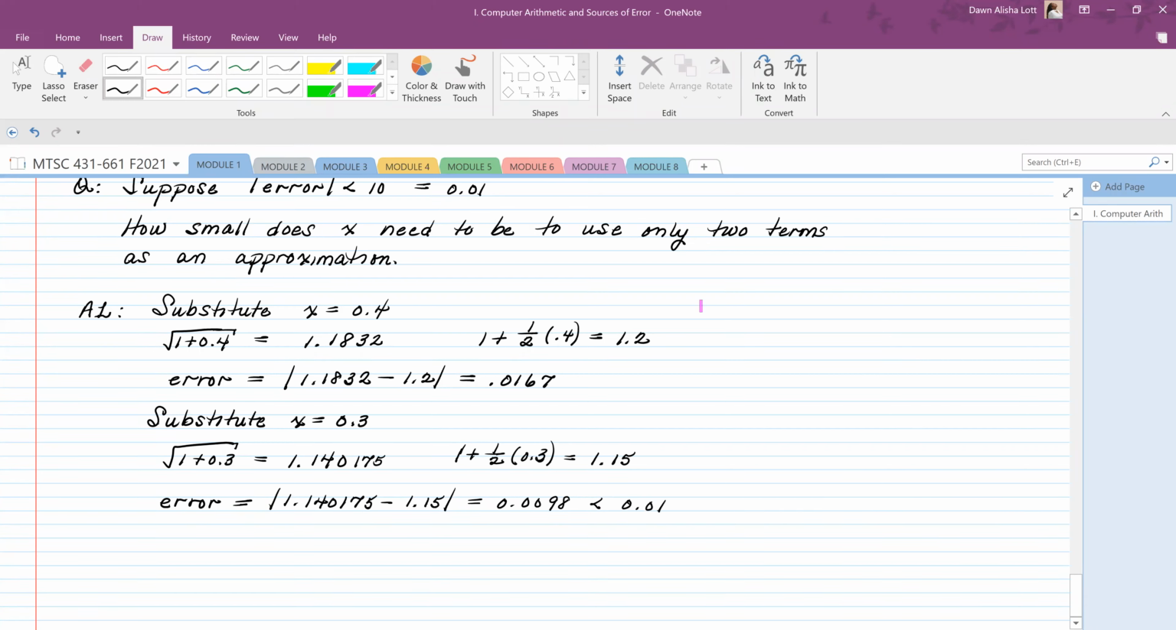But this whole method was trial and error. I know 0.3 works, but does 0.31 work or 0.32 work or 0.33 work? I don't know. So it's not the best method. There's another way we can try it.